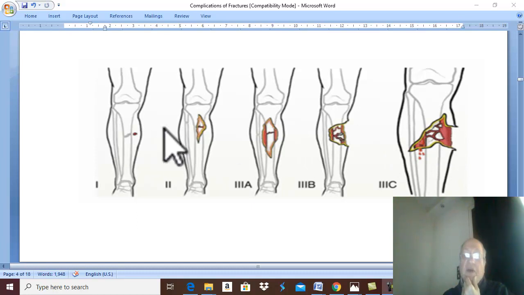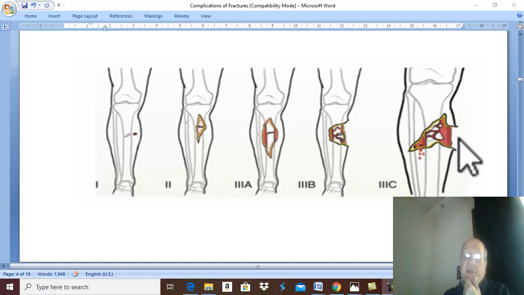The major risk of compound fracture is introduction of infection. Introduction of infection leading to secondary hemorrhage, leading to osteomyelitis, or infection with a specific organism like tetanus or gas gangrene.